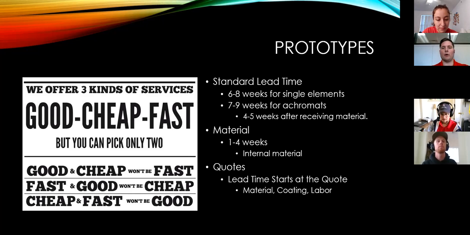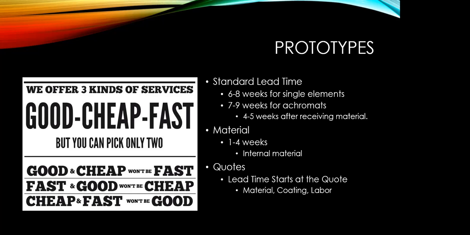For the most part, you will find that optics manufacturers can make the optics 4 to 5 weeks after receiving material. So for single elements, we can typically have a 6 to 8 week lead time. Achromats, you tack on another week to that. Same thing with triplets, it takes a little bit more time to put everything together, and so 7 to 9 weeks on those. And if we have material in-house or I can get it in a week or 2, you can trim some time off of that lead time.